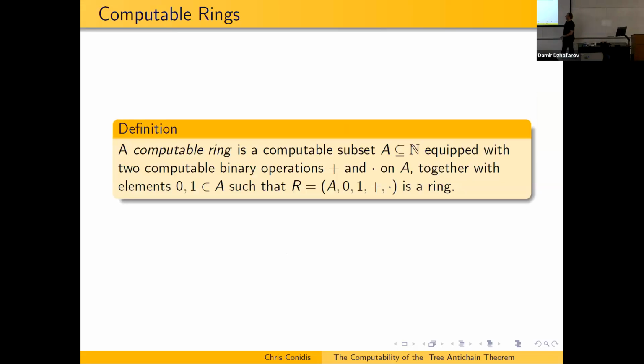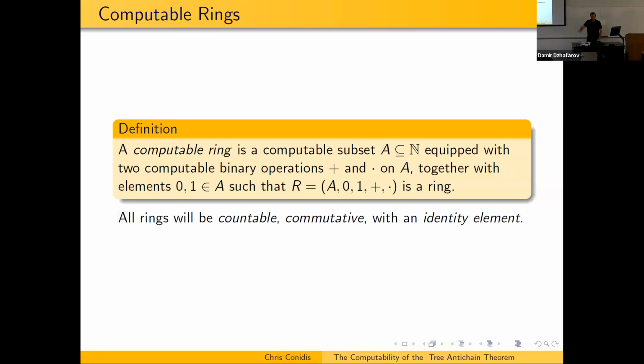So, if you ever see me give a talk in the last 10 years, this is usually the first slide. A computable ring, which is what we're going to be dealing with today, is just a computable subset of natural numbers equipped with the ring operations, addition and multiplication, computable operations on the ring. And in the context of this talk, all the rings are going to have 0 and 1 elements. So that's just standard boilerplate.